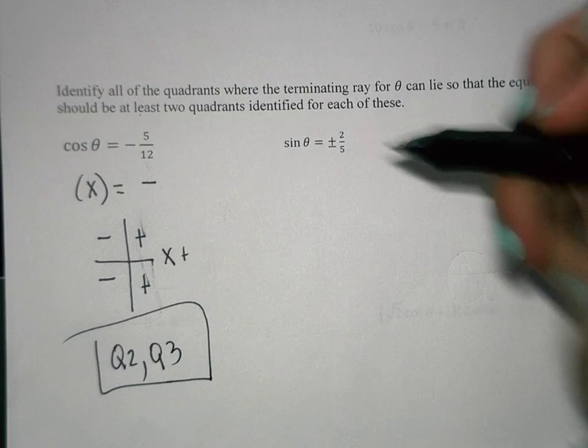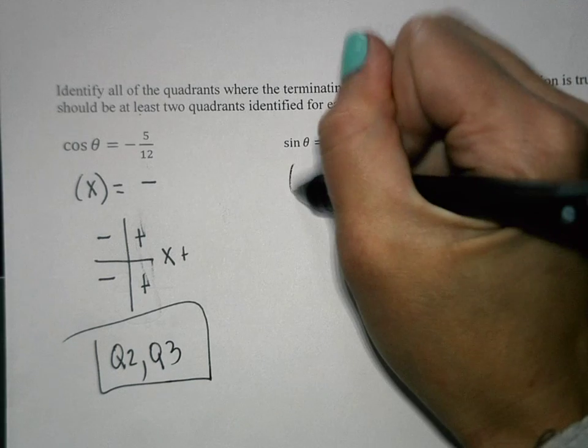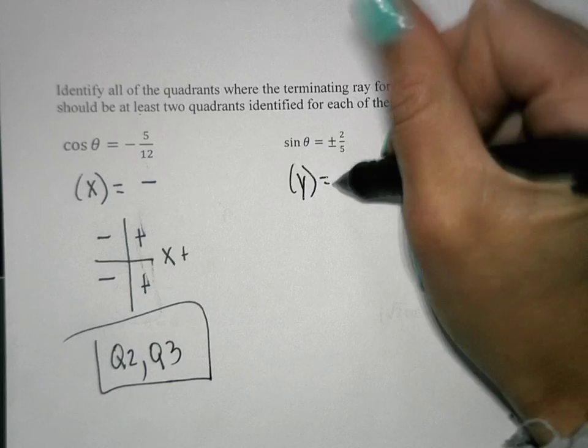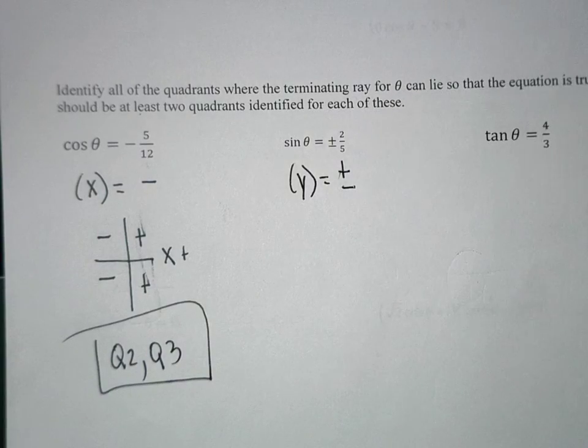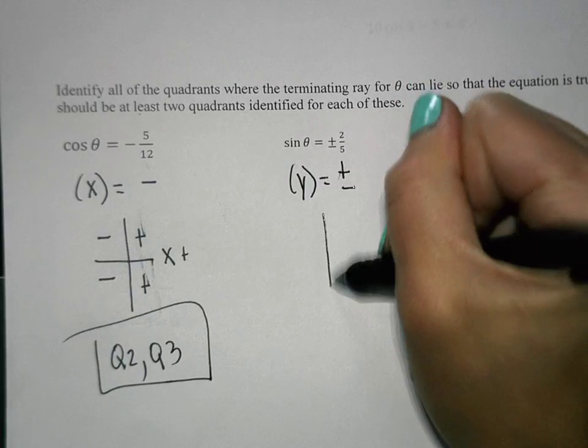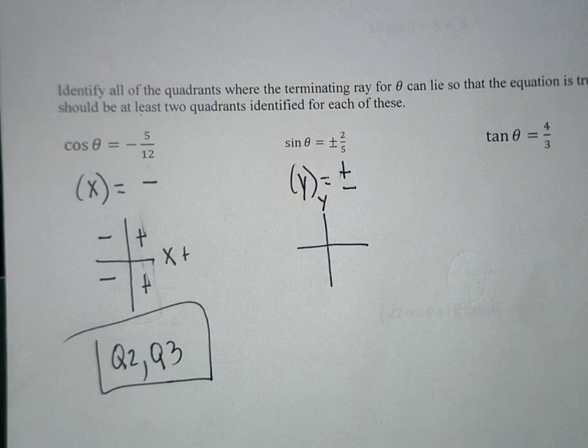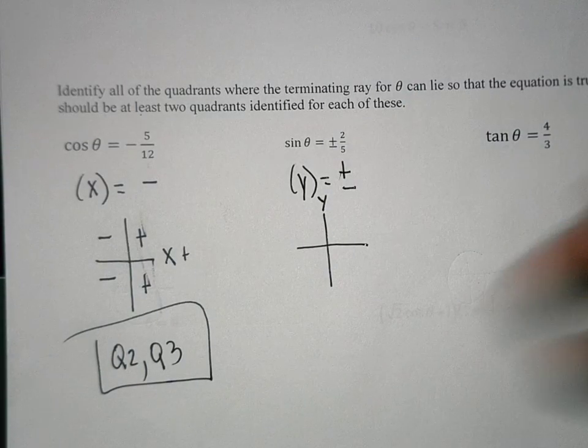On this next one, they're talking about sine. We know sine is talking about y. They are asking, when is y going to be positive or negative? Well, y will be positive or negative in every single quadrant, but we're going to go ahead and write this out. Y is going up and down. So up is positive, down is negative.